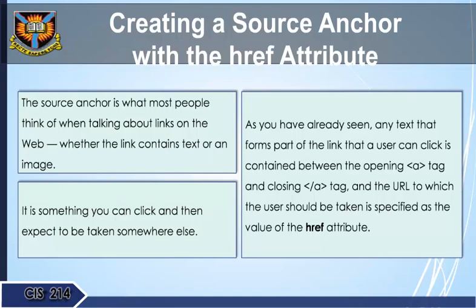Creating a source anchor with the href attribute. The source anchor is what most people think of when talking about links on the web, whether the link contains text or an image. It is something you can click and then expect to be taken somewhere else. As you have already seen, any text that forms part of the link that a user can click is contained between the opening A tag and closing /A tag, and the URL to which the user should be taken is specified as the value of the href attribute.